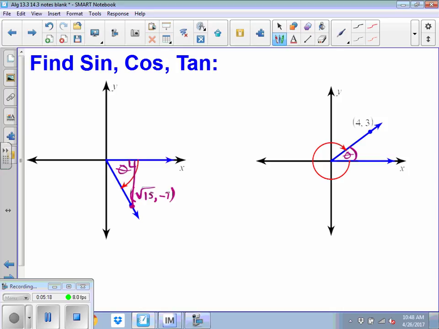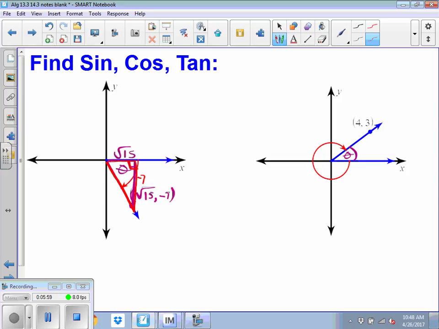Now, you need to write in the values of the legs. My x value is the square root of 15, so that means this is the square root of 15. My y value is negative 7, so that means this is negative 7. We have to go figure out what that is in order for us to find sine, cosine, and tangent. You need all three of those values, right?